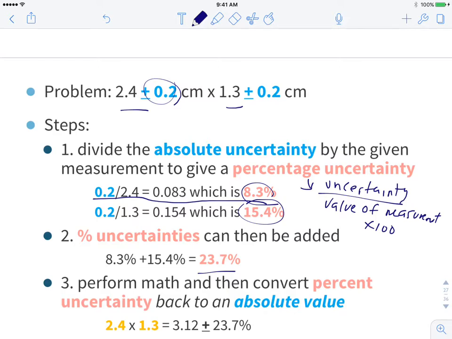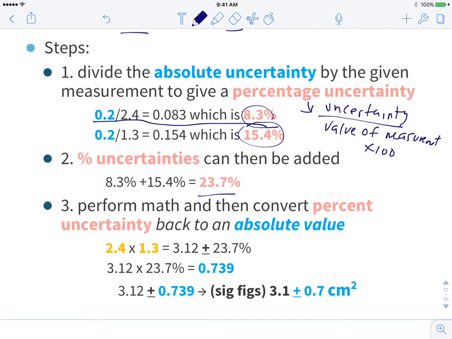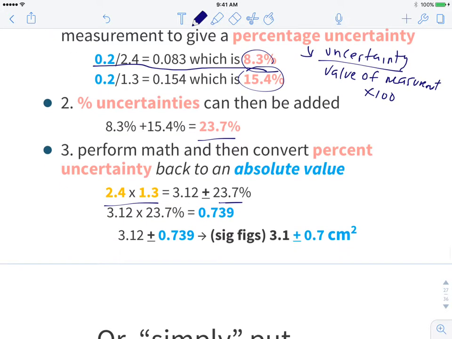Now, I multiply the numbers, do the math. So I multiply the numbers, and this is my area. So this would be centimeters squared. And there's quite a large percent uncertainty there. But now I can convert that percentage back to an absolute value. So now I have my absolute uncertainty.